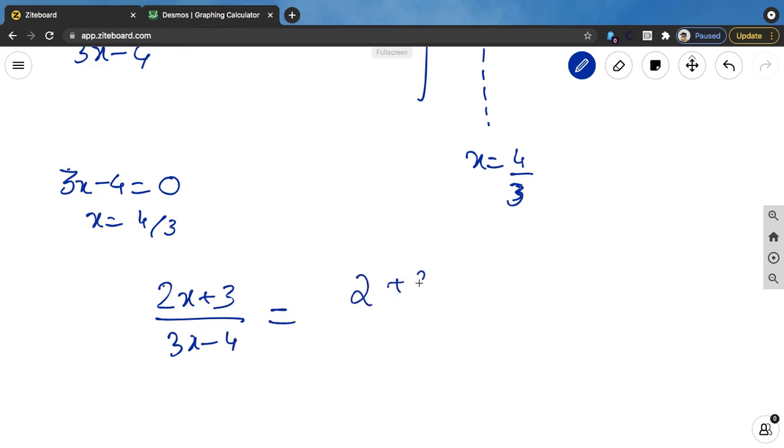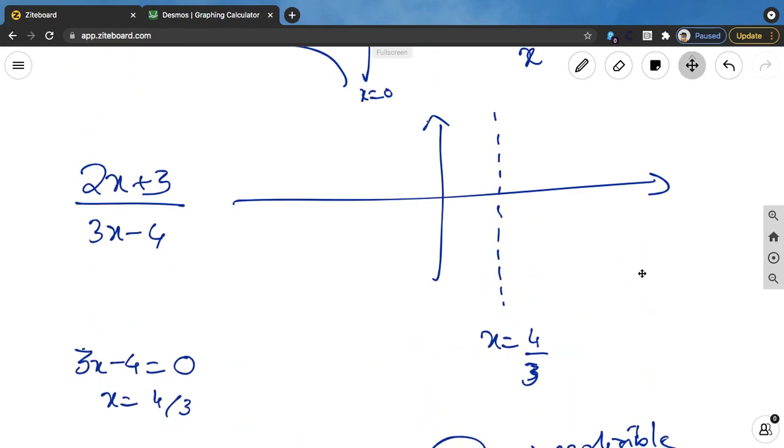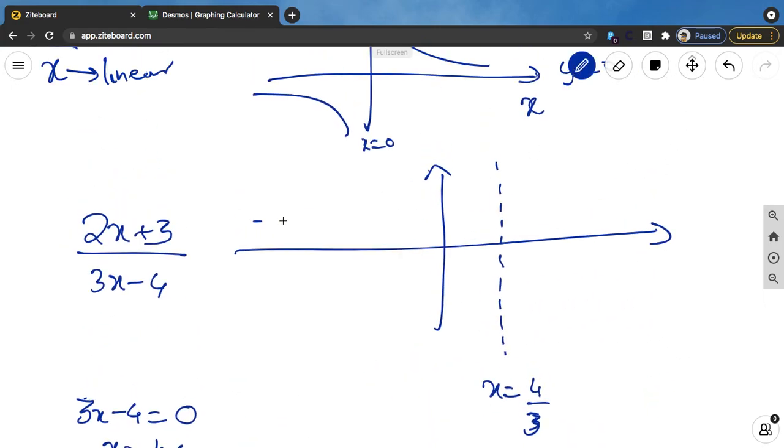Let me rewrite this in a slightly different form and then ask you this question. What happens when x becomes very large? 3 by x becomes a negligible term when x is very large. Similarly, 4 by x becomes a negligible term. So what am I left with? I'm left with 2/3. And that's your horizontal asymptote. That means when x approaches a large value, y approaches 2/3.